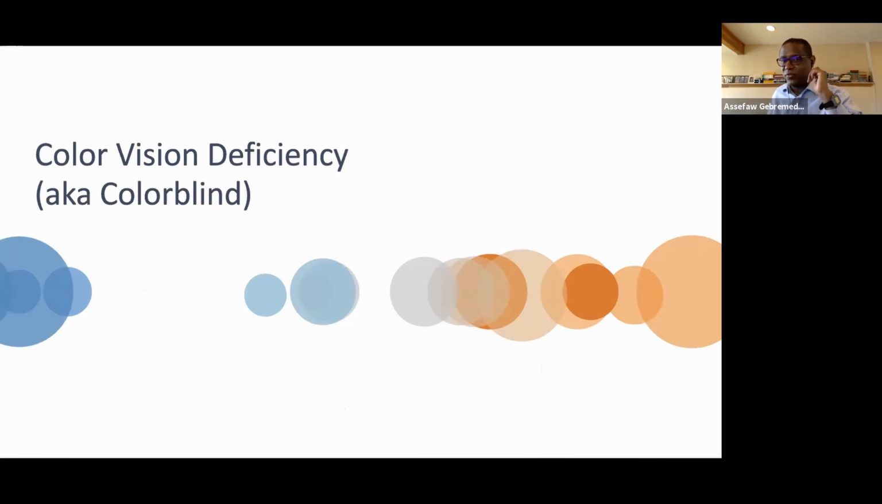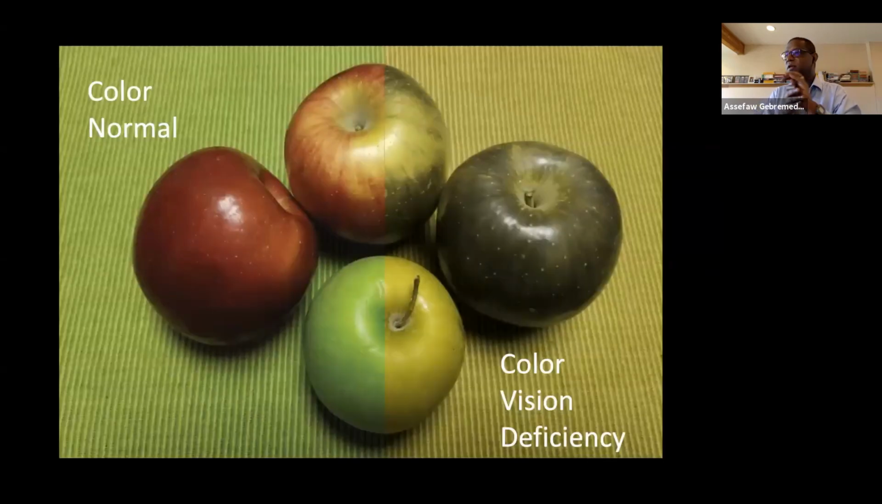I'm not sure if you've heard of it before. It's possible that some of us, or I don't have it, but somebody may have color vision deficiency. I want us to spend a little bit of time talking about it, understanding it, and what to do to make things friendlier. Here is a visual where you can see what people with color vision deficiency see.